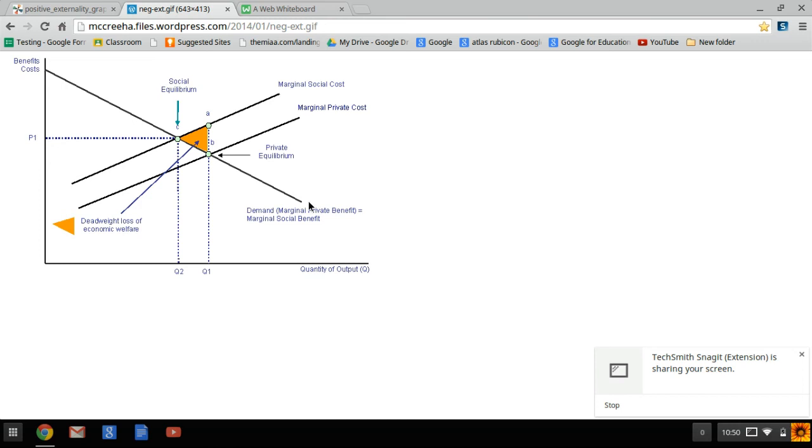Now, the government in this case, the market left to its own devices, the market failure here is actually to provide too much of the negative externality, more than is actually good for society or optimizes the use of this good for society. Now, what's an example of a negative externality? For instance, pollution is a negative externality.